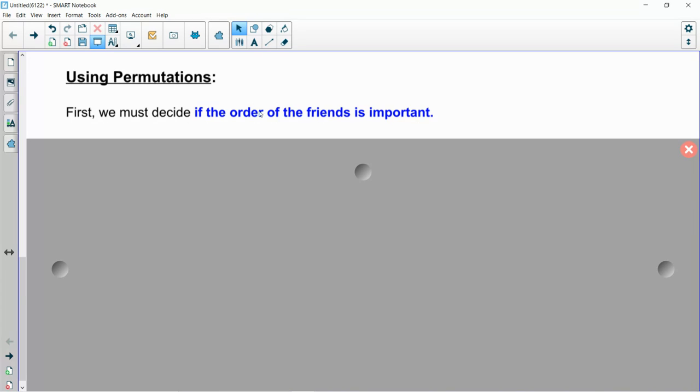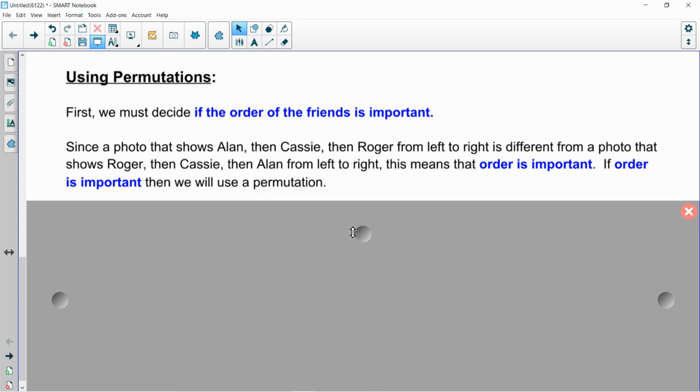And we decided the order of the friends for this question was important. So now that we know that, because we know we can take the same 3 friends and rearrange their order and make it a different photograph. So this is what this little explanation is here that I put together. Think about what I said before.